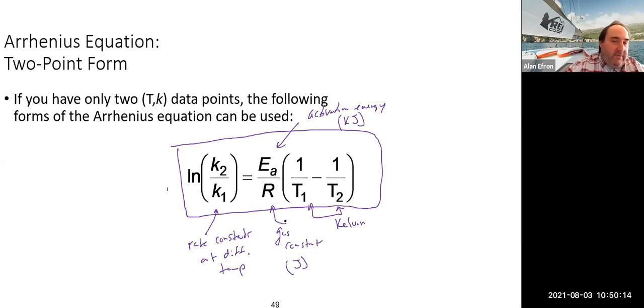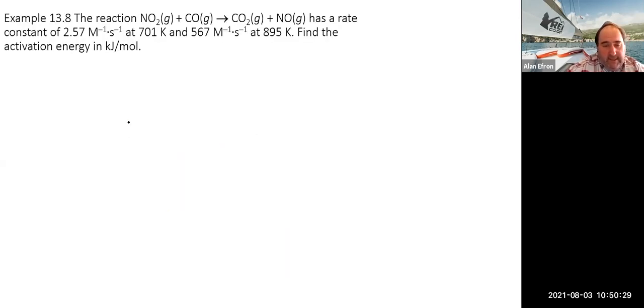If you have 2 pieces of information, you can just mathematically solve for maybe the activation energy, maybe a rate constant, maybe a temperature, without having to do some type of graph. So let's see what one looks like here. We have a rate constant of 2.57 at 701 and 567 at 895. So we do see temperature increases, and the rate constant goes up a lot in that case.